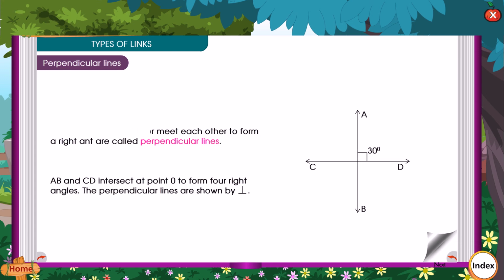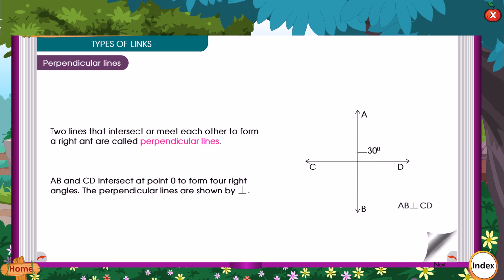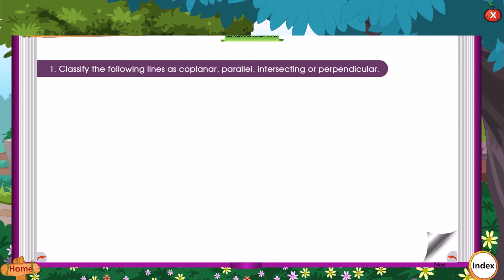Perpendicular lines. Two lines that intersect or meet each other to form a right angle are called perpendicular lines. AB and CD intersect at point O to form four right angles. The perpendicular lines are shown by AB is perpendicular to CD. Exercise. Classify the following lines as coplanar, parallel, intersecting, or perpendicular.